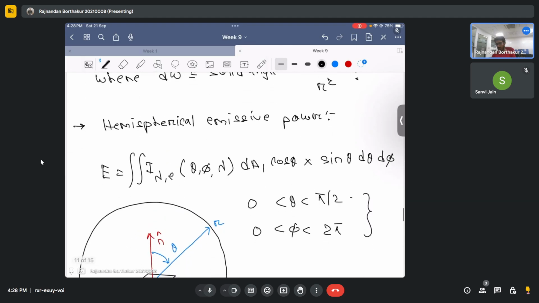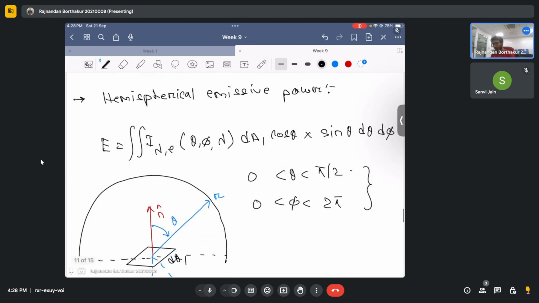But think about this: why did we calculate this hemispherical emissive power in order to come up with the fact that your emissive power is pi times the intensity of radiation? Why didn't we just consider a sphere around this?